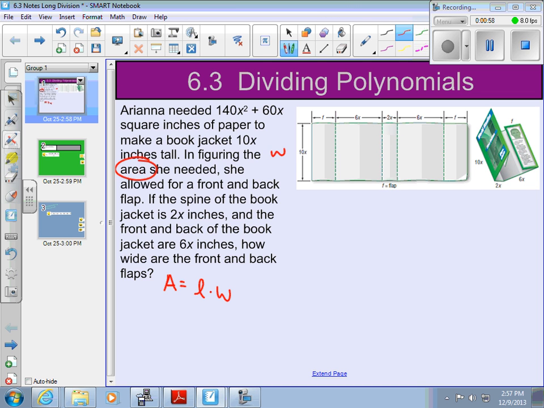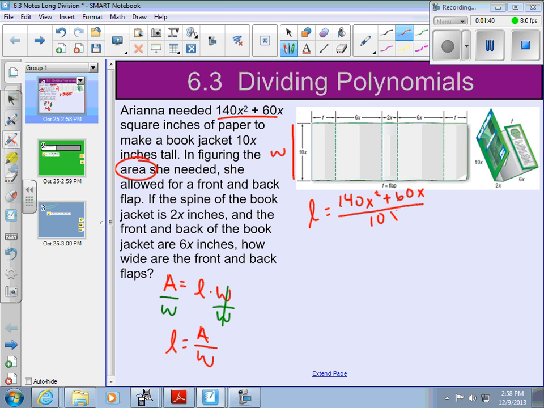And we also know that the area of this whole thing up on the top is 140x squared plus 60x. So what we need to figure out is something with the length. Let's solve this little equation for the length. If we divide both sides by w, it tells us that the length is going to be equal to the area divided by the width. So let's try to figure out now what the length would be. So the length would be equal to the area, which is 140x squared plus 60x, divided by the width of 10x.